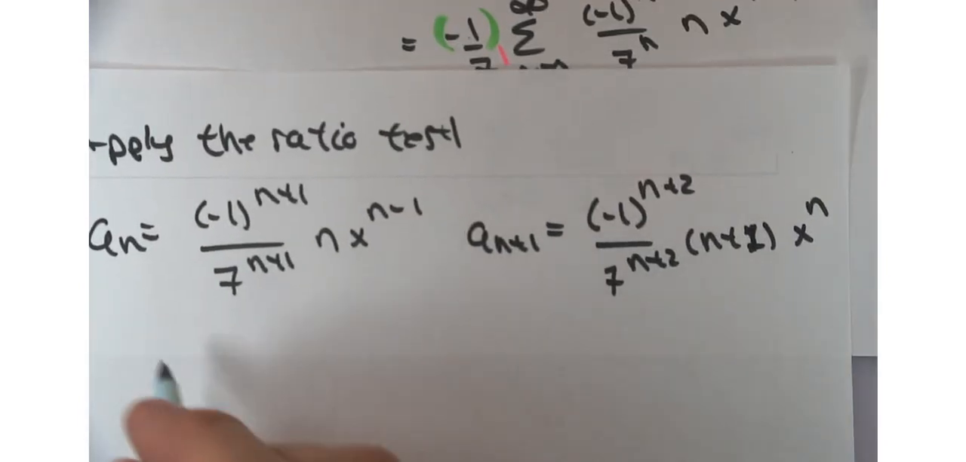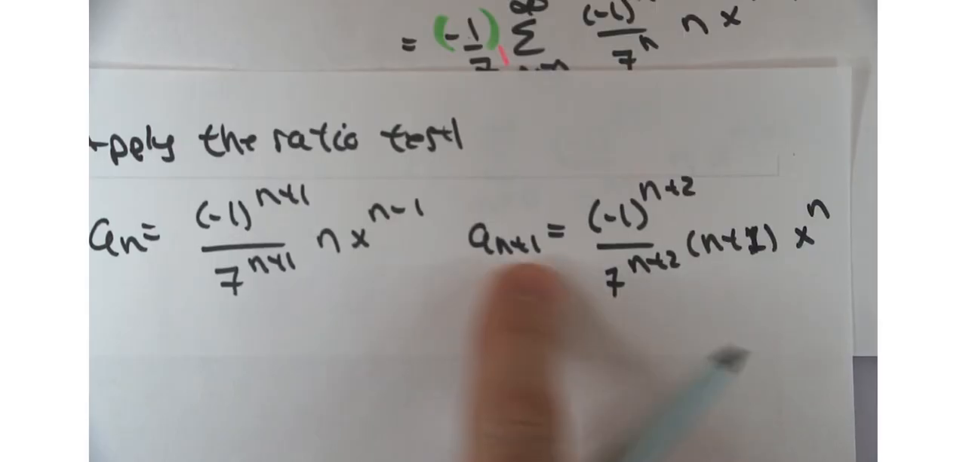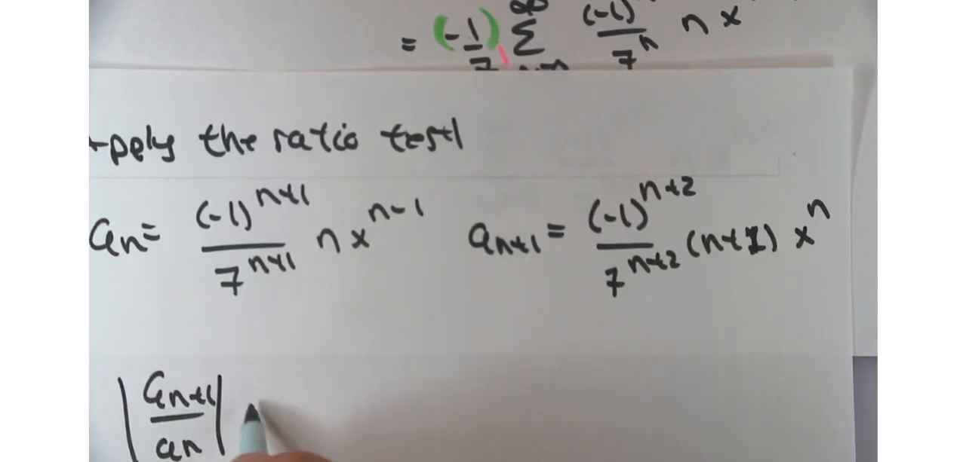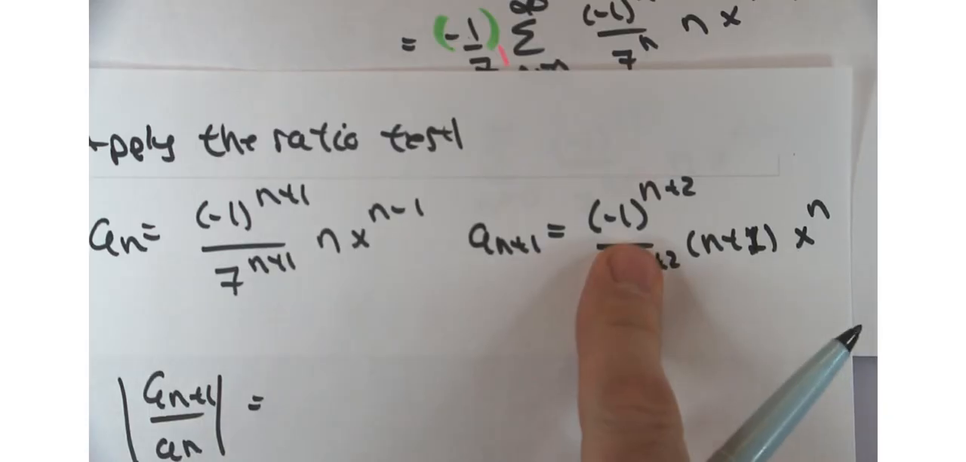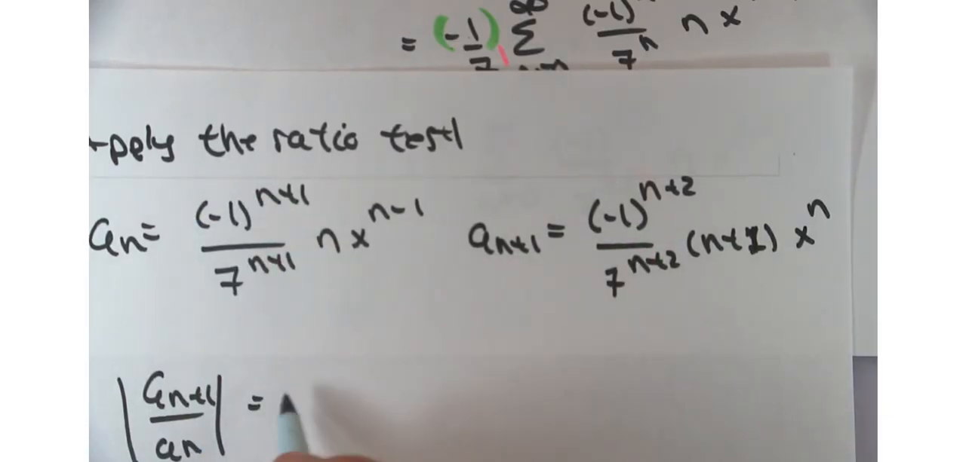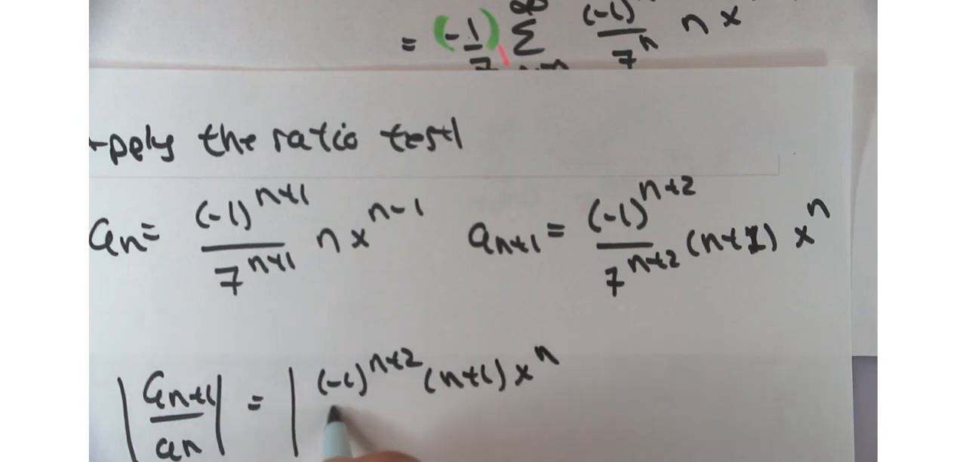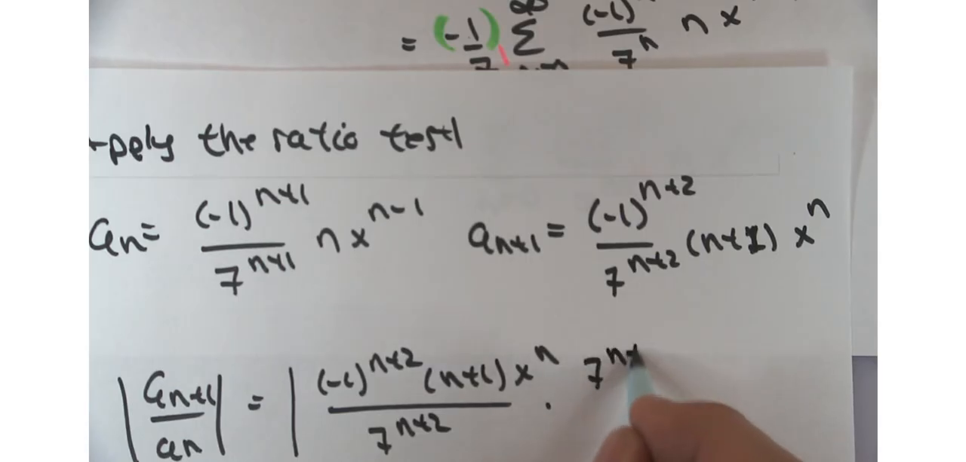Let's form the ratio of those two things. So it's this one divided by this one. I'm going to do the invert and multiply right away. A sub n plus 1 over a sub n in absolute value. The absolute value is going to get rid of the negatives. So let's see, negative 1 to the n plus 2 times n plus 1 times x to the n over 7 to the n plus 2 times 7 to the n plus 1 n x to the n minus 1.